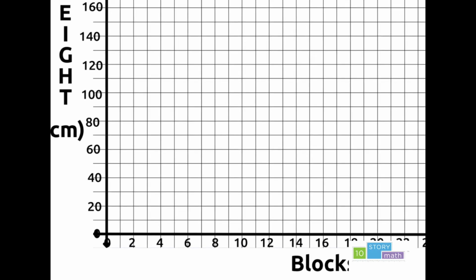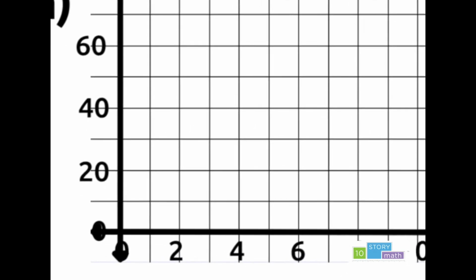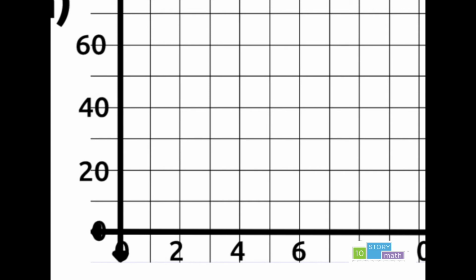Let's zoom in to find the location 1, 8. Each unit along the x-axis represents 1 block, and each unit along the y-axis represents 10 centimeters. So to find 1, 8, we're going to have to put our point a little bit lower than the 10 centimeter mark. This will require some estimation.